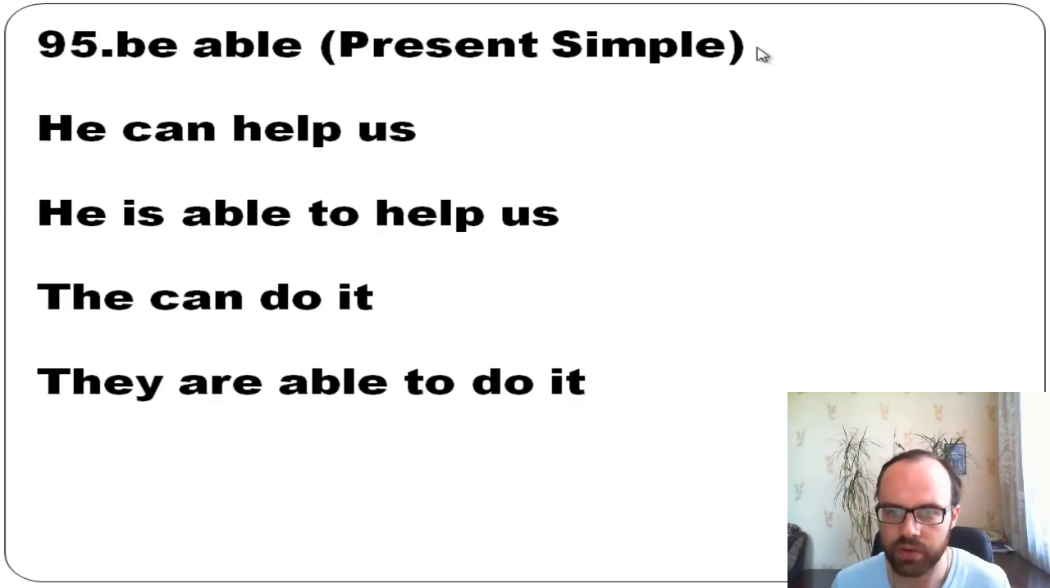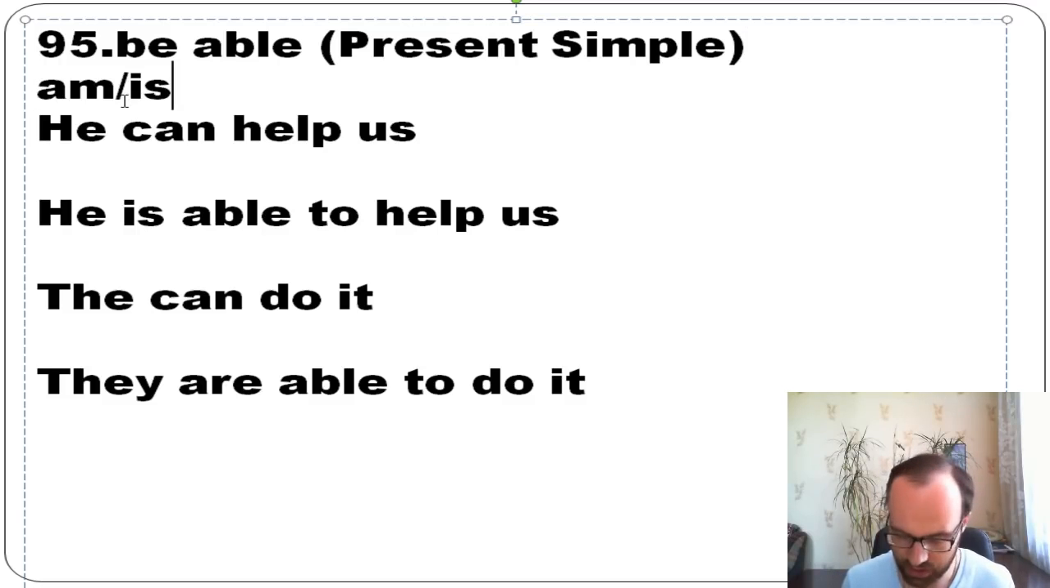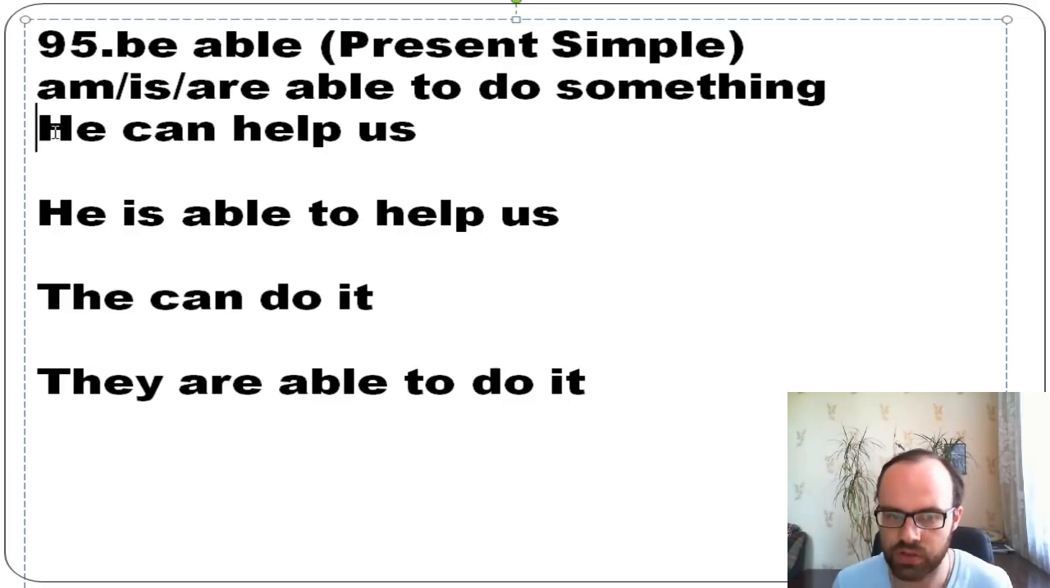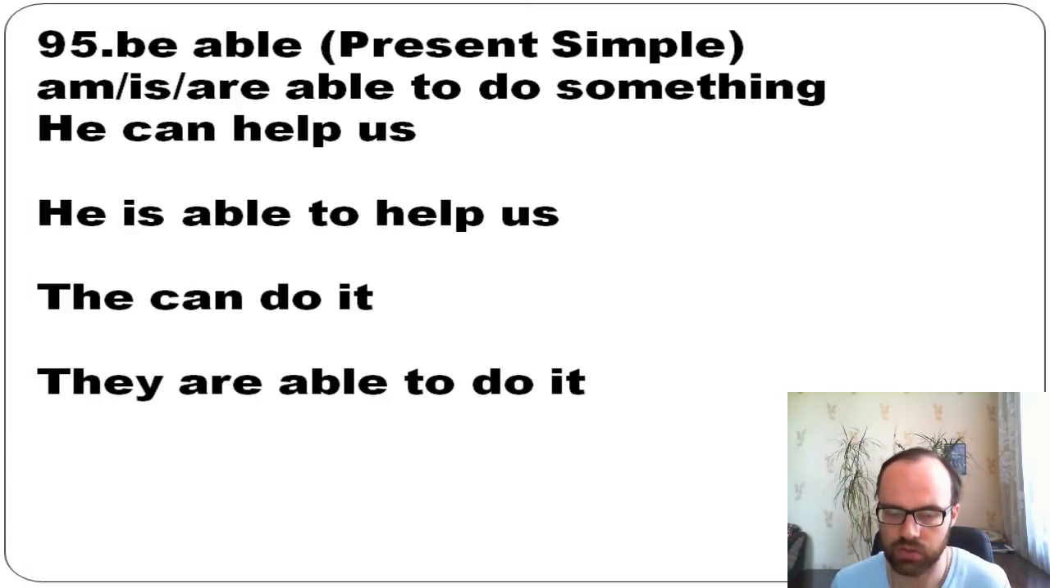Be able. Be able is another way of saying can. You can say he can help us, or he is able to help us. You need to use the form to be, am, is, or are, plus able to do something. But we mostly meet can. If you meet able, I think you know it. He is able to help us. They can do it means they are able to do it. So sometimes you can meet it, but we mostly meet can.